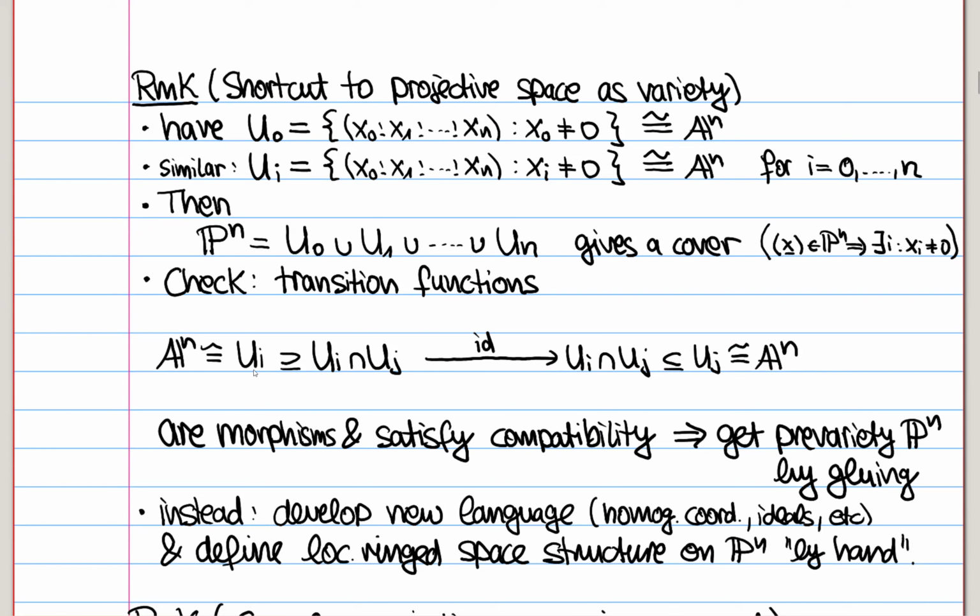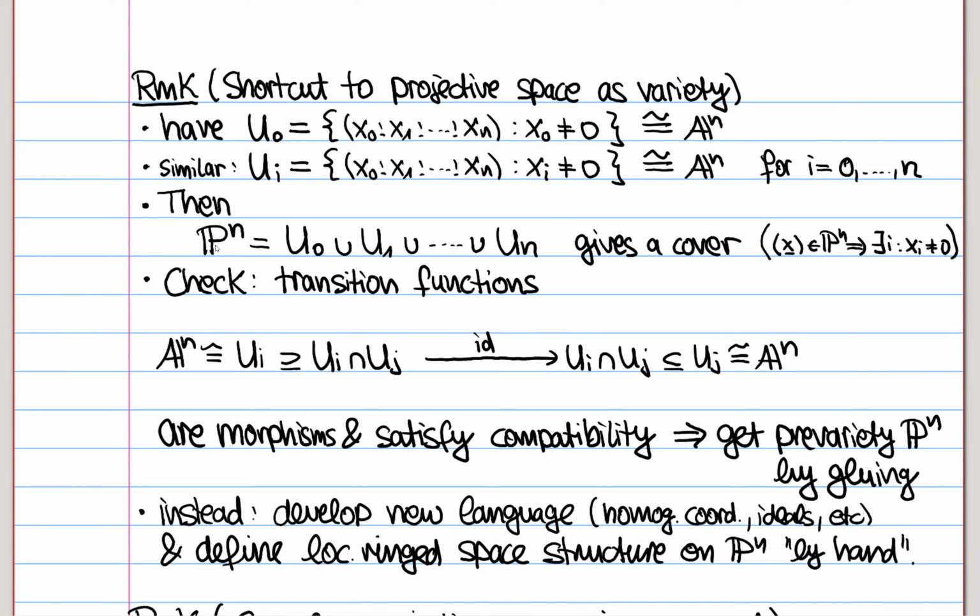And what you can check is that the transition functions which connect the Ui to Uj on their overlap are morphisms. So in fact, this here is an open subvariety, similar there. And then the identity with respect to these identifications is a morphism, and they satisfy, of course, the compatibility, because the composition of identity is identity and so on. And so from that, by the gluing construction, you get a pre-variety Pn with underlying set this projective space we constructed. And indeed, this will be the pre-variety that we get at the beginning of the next chapter, basically.